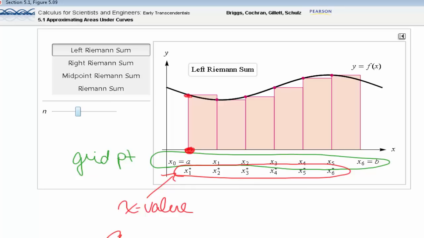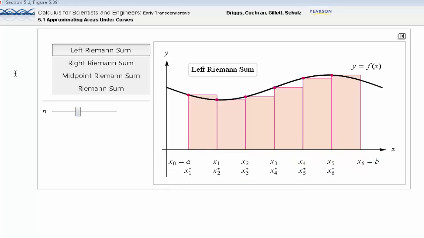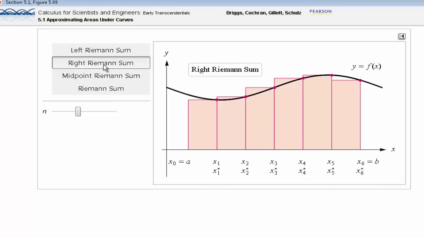Okay, so watch what happens to those x values if I switch. All right, so I'm doing left Riemann sums. If I switch to right Riemann sums, watch those x of k stars. What happened to them? They moved over one, right? And what happens if I go to midpoint?